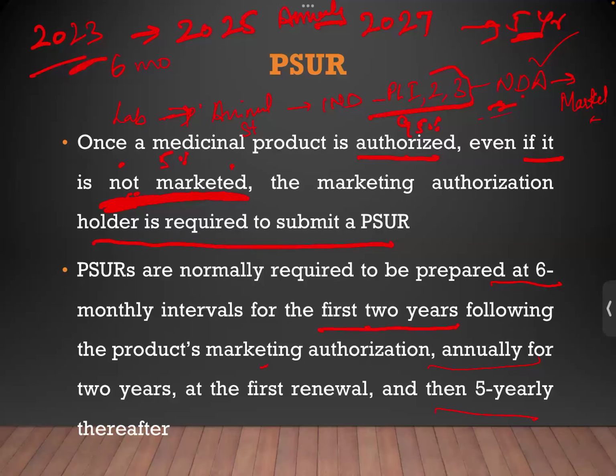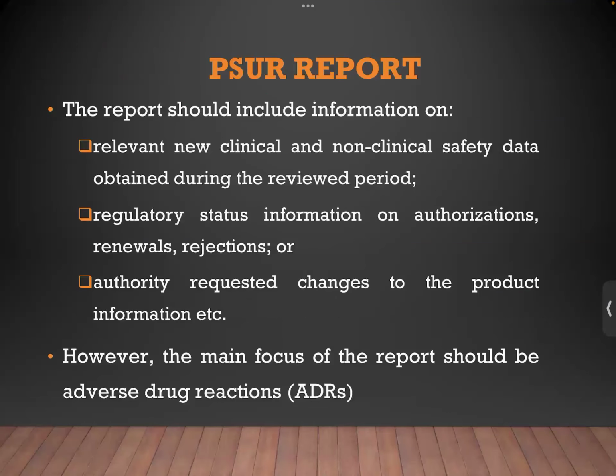So what does this report include? What information do they include in this report? Relevant new clinical and non-clinical safety data during the reporting period. Any new clinical information, maybe animal studies also, because sometimes they have already done it, but they start developing it for some other indication also. That's how the market works, right? So for other indications, sometimes they repeat new preclinical studies. That data also they need to include.